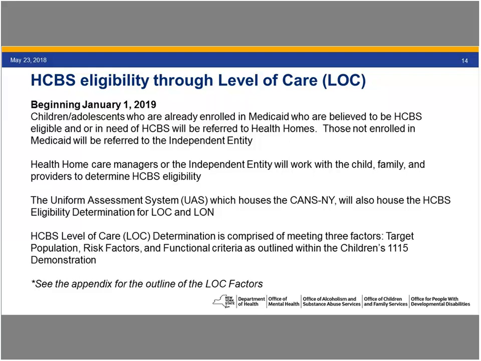The uniform assessment system that houses the CANS New York today will also house the HCBS eligibility determination for LOC-LON. HCBS eligibility of LOC determination is comprised of meeting 3 factors, and we've outlined this before. The child needs to meet a target population, risk factors, and functional criteria as outlined in our 1115. In our appendix, we have those 3 factors outlined once again and updated for everyone, so you can reference those instead of trying to find previous webinars.